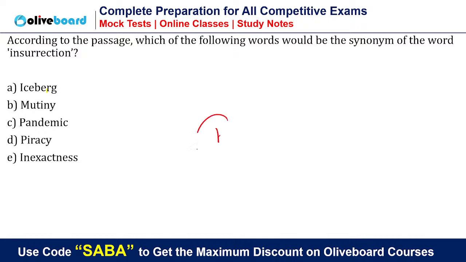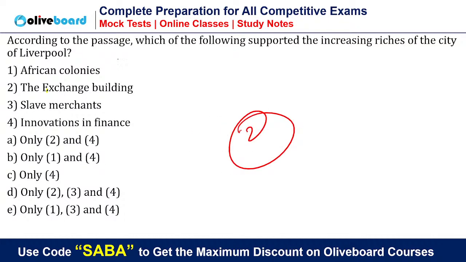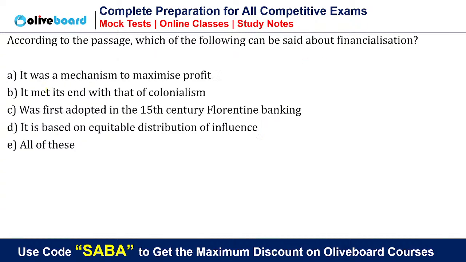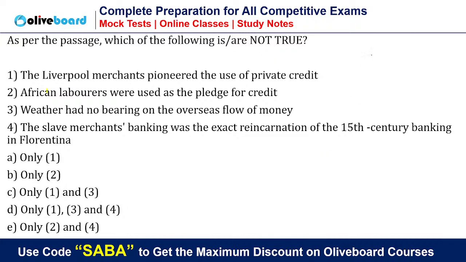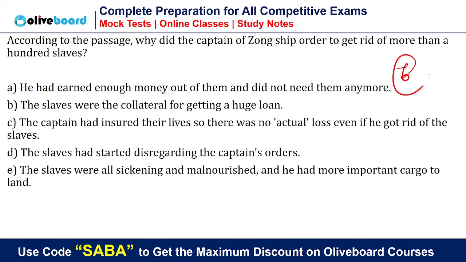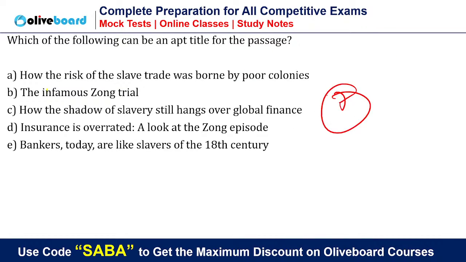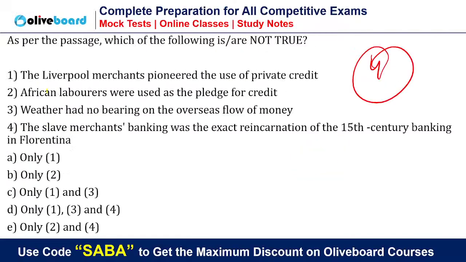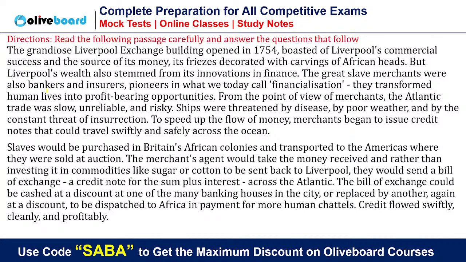Okay. Question number 1, synonym of the word insurrection. Question number 2, according to the passage, which of the following supported the increasing riches of the city of Liverpool? Question number 3, according to the passage, which of the following can be said about financialization? Question number 4, which of the following is or are not true? Question number 5, with reference to the passage, the following inferences have been made. Question number 6, according to the passage, why did the captain of Zong ship order to get rid of more than 100 slaves? Question number 7, appropriate title of the passage. 7 questions, start doing. 1 or 2 are simply vocab-based questions.